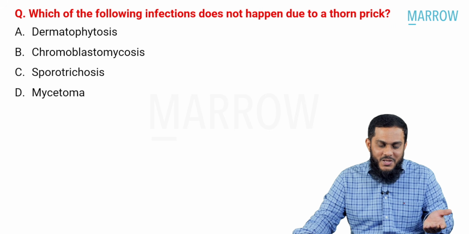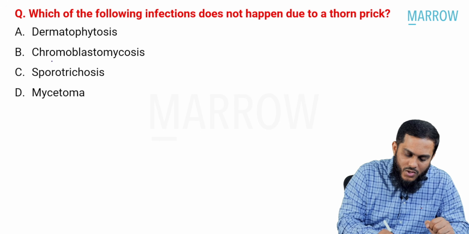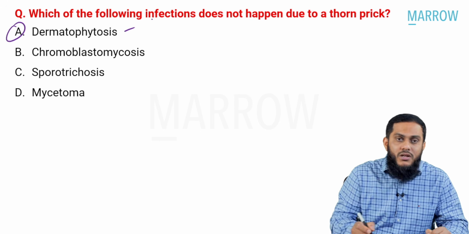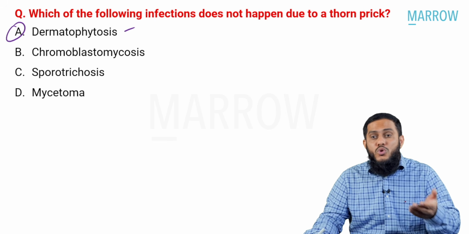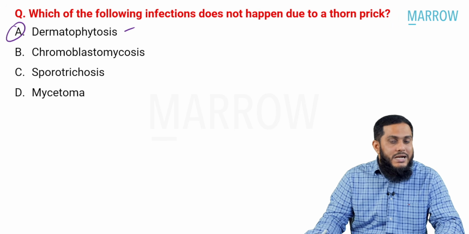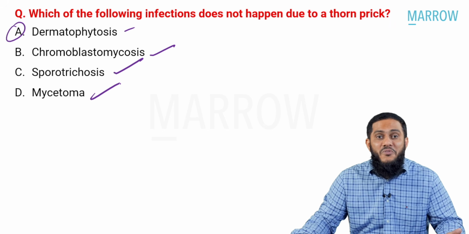So next question. Which of the following infections does not happen due to thorn prick? Dermatophyte infection you get from the environment, or from anthropophilic or zoophilic sources, or from animals, pet dogs and pet cats. Whereas chromoblastomycosis, sporotrichosis, and mycetoma, all of them are acquired from thorn prick injury.